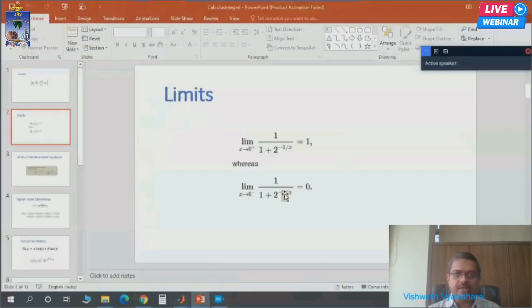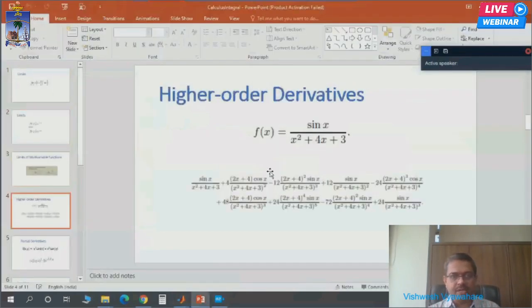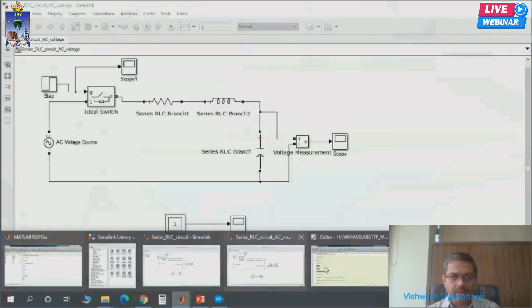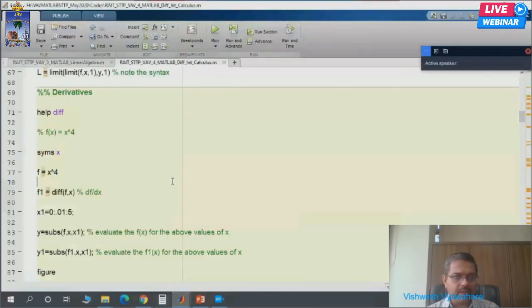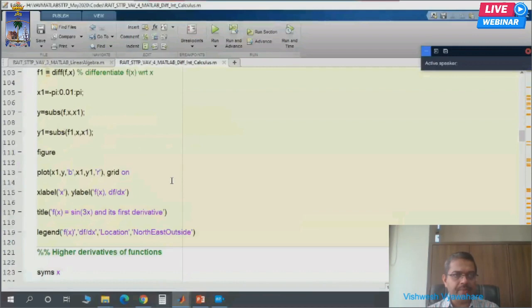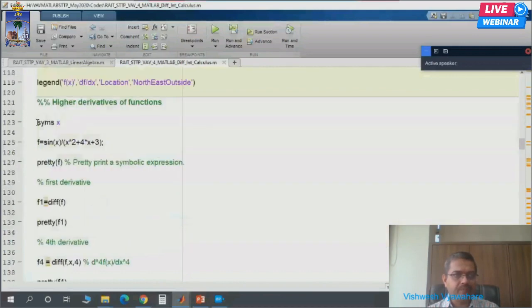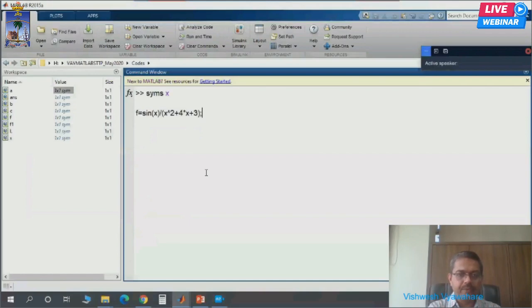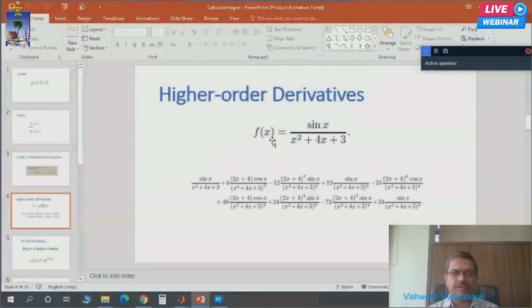Let's see if we can take some complicated example. Yes, there is one complicated example here which we can try. Okay, let me copy that here and I will show you. This is the function. F of x is equal to sin x upon x square plus 4x plus 3. This is the function.